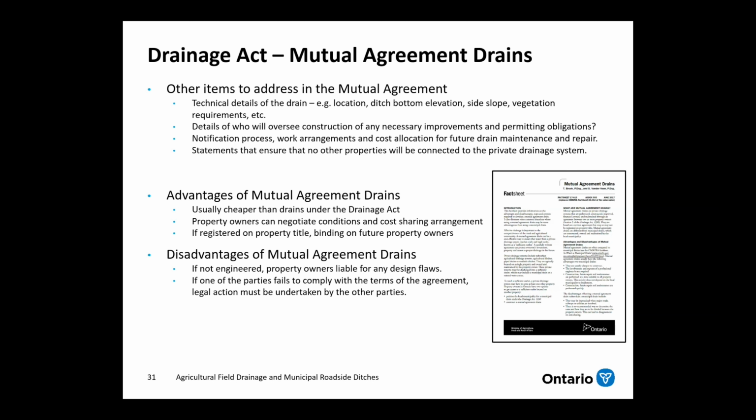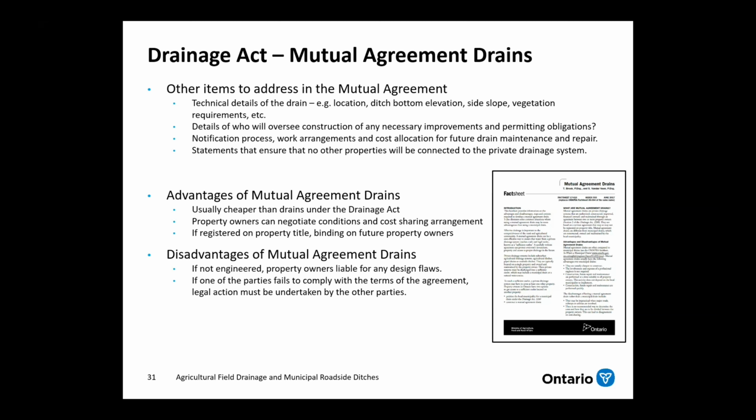So some of the advantages of the mutual agreement drains is that they're usually cheaper than drains under the Drainage Act. So if you can agree to this, it's certainly more cost effective than petitioning for a drain under the Drainage Act. It's, again, under the Drainage Act, but a different section. And property owners really have the direct ability to negotiate the conditions and the cost sharing arrangements with all parties. And if it's registered on property title, then again, it's binding on future property. So it does have that permanentness if it's registered.